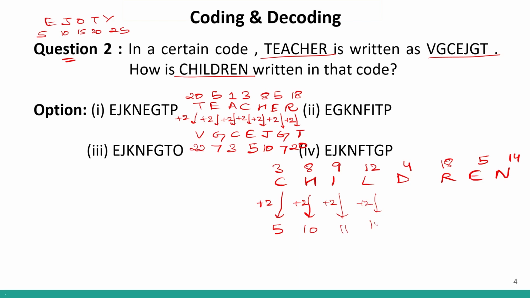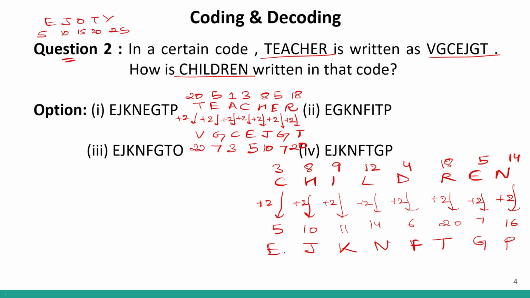+2 will give me 14. +2 will give me 6. If I add 2, I'll get 20. If I add 2, I'll get 7. And here also +2 will give me how much? 16. Right? So 5 we have E. 10 we have J. 11 we have how much? 11 we have K. At 14th position we have N, 6 is F, 20 is T. 7th position we have G. And at 16th position we have P.